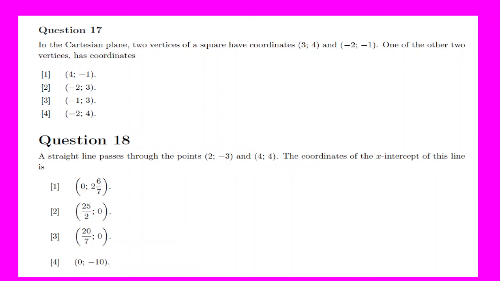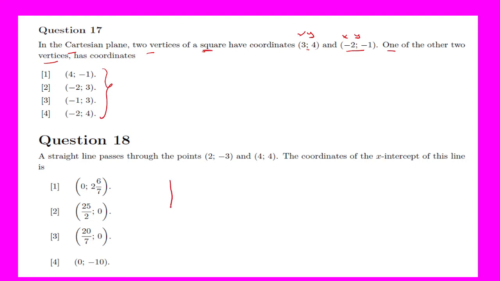Let's get started. So we have a question right here. The question says, on a Cartesian plane, two vertices of a square have the coordinates (3, 4) and (-2, -1). So this is x and this is y, and this is x and this is y, because whenever you have a coordinate, the first one is x, the second is y. They ask which of the following are vertices of the square.